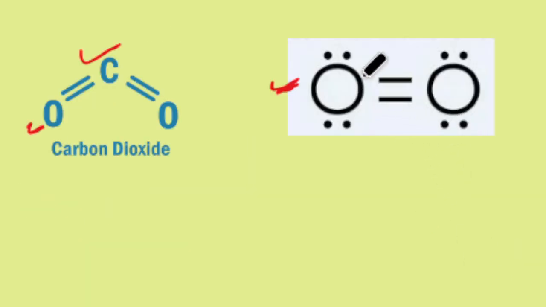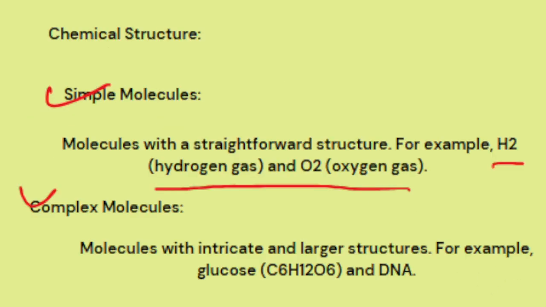In this structure we easily see a simple structure where two oxygen atoms are bonded together by a double bond and sharing of electrons, and two lone pairs are present on each atom. But some have a very complex structure, and those are complex molecules.